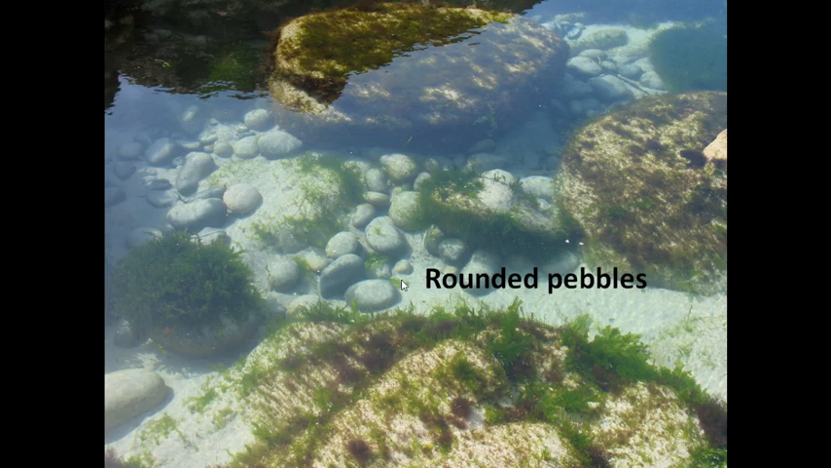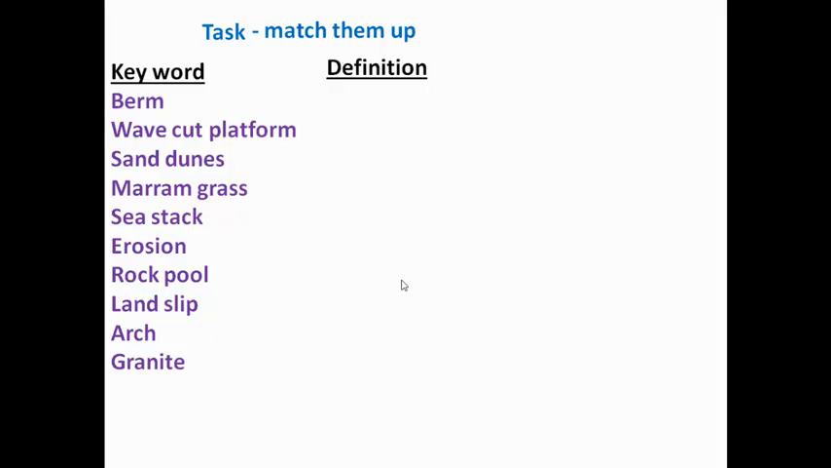Right, so we looked at lots of different types of beach, and we've been talking about lots of keywords. So your task for this week is to see if you can write down these words. Okay, I've chosen 10 of the words and phrases that we've learned this week. These are all natural coastal features. Okay, berm, wave cut platform, sand dunes, marram grass, sea stack, erosion, rock pool, landslip, arch, granite.